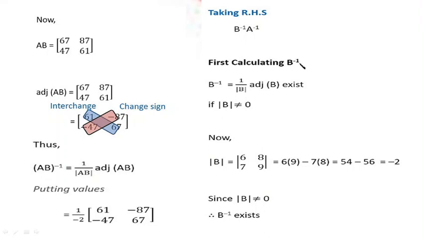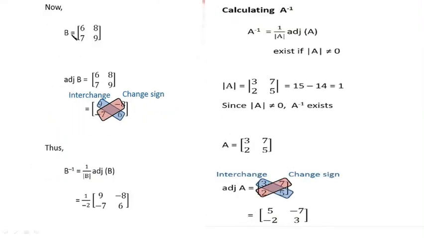So first calculating B inverse, same thing, B inverse will exist only if determinant B is not equal to 0. So we'll calculate determinant B, it is minus 2, it means B inverse exists. Now first of all we will calculate adjoint B, same thing, main principal diagonal elements we will swap and we will change the sign of these two elements. So this is adjoint B ready, so B inverse is equal to 1 upon determinant B which was minus 2 into this matrix adjoint B.